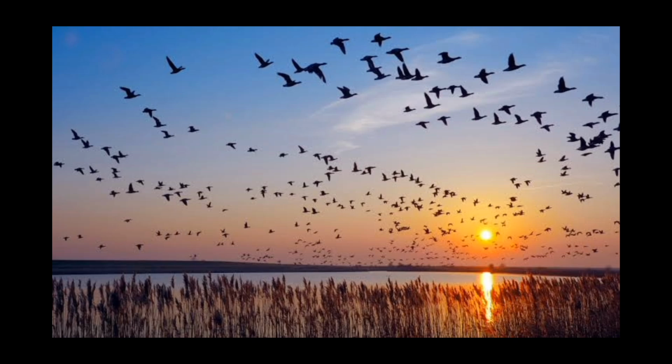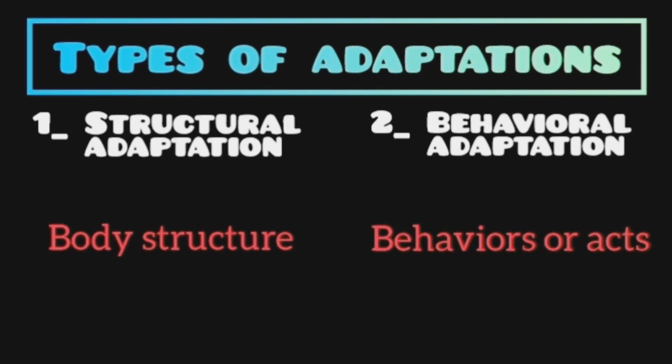Or like migration of some animals. What is the meaning of migration? Migration means traveling or moving the animal from one place to another place, from one country to another country. So let's repeat this part one more time. There are two types of adaptations: structural adaptation and behavioral adaptation.